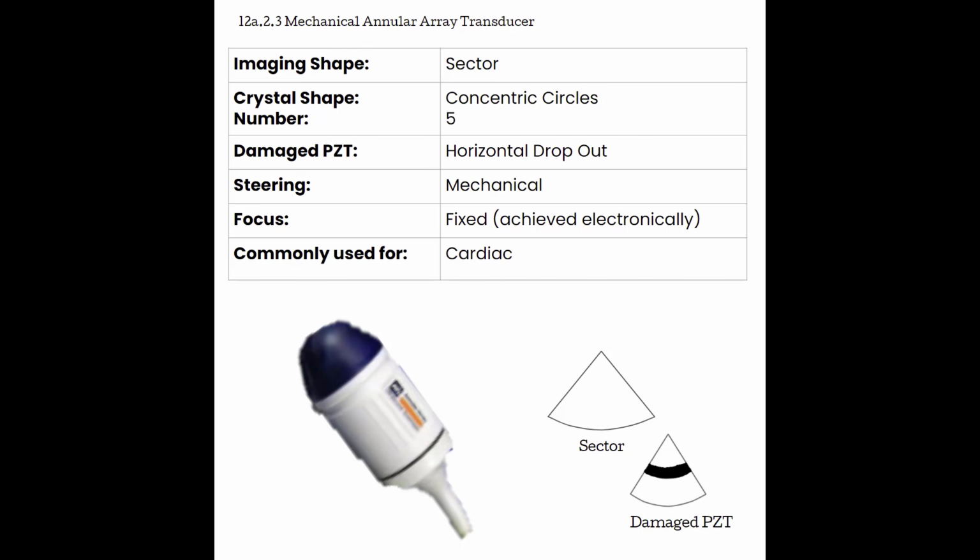Now, all those crystals are going to, again, be working kind of as one unit. They are, again, attached to a motor, and that motor is going to move all of those concentric circles to a new area to achieve a new scan line. Now, the focus on the annular array transducer is technically fixed, but we achieve it electronically. Each of those crystals is going to receive one pulse, and each of those crystals has its own focus.